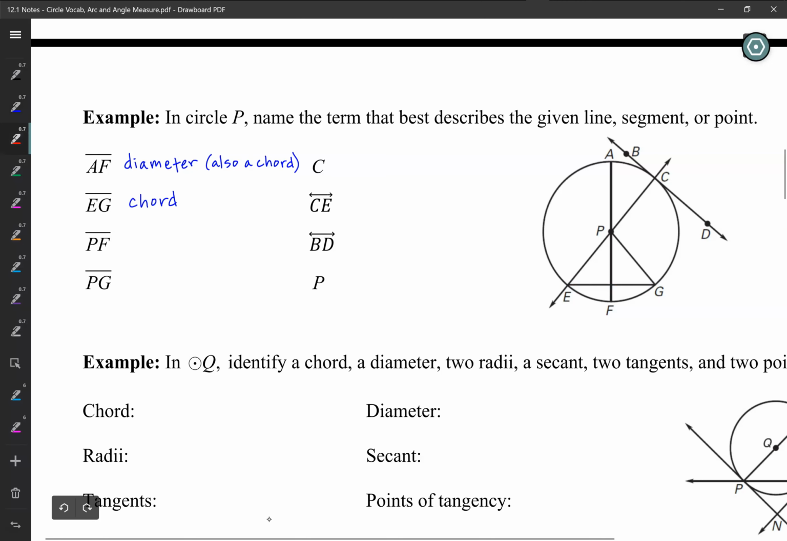Okay, segment PF. So from P to F, that is from the center to a point on the circle. That is a radius. Segment PG. Again, center to a point on the circle. Well, that's another radius.